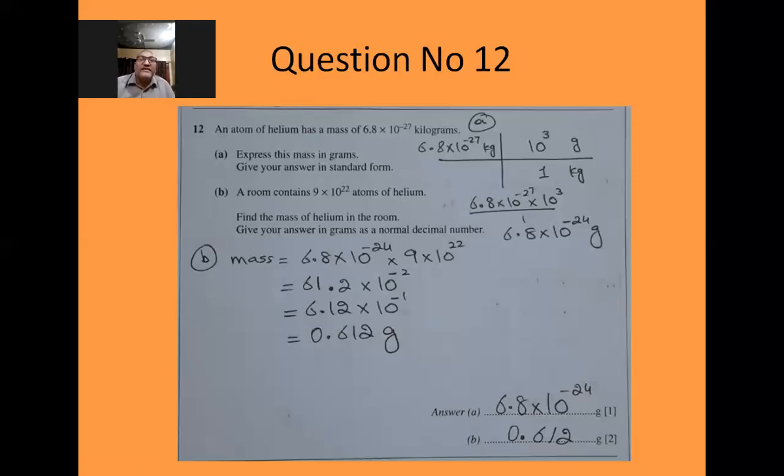So it will be 61.2 exponent 22 minus 24, that is 61.2 exponent minus 2. It will be 6.12 exponent minus 1. And you can write this in grams, and that will be 0.612 grams.